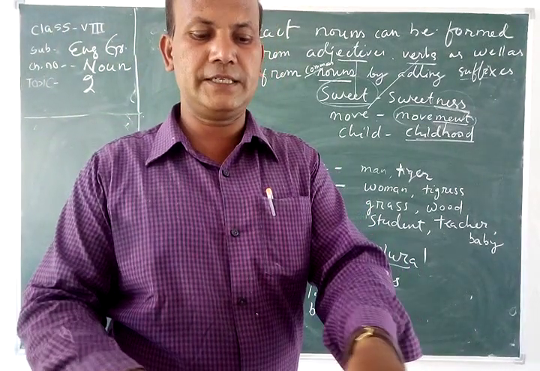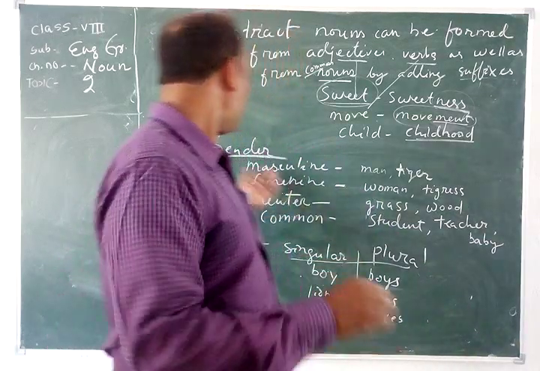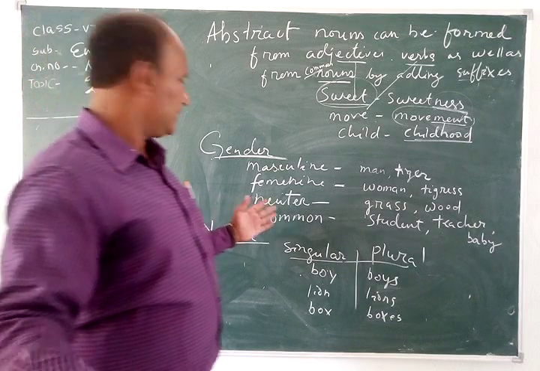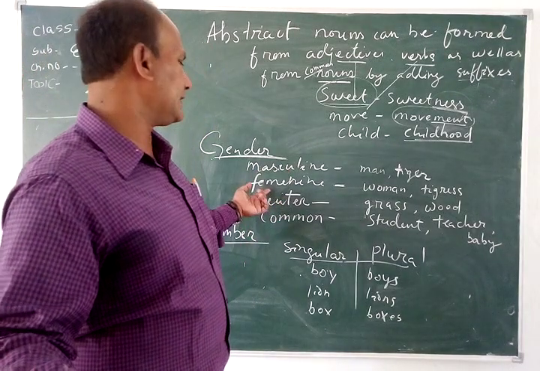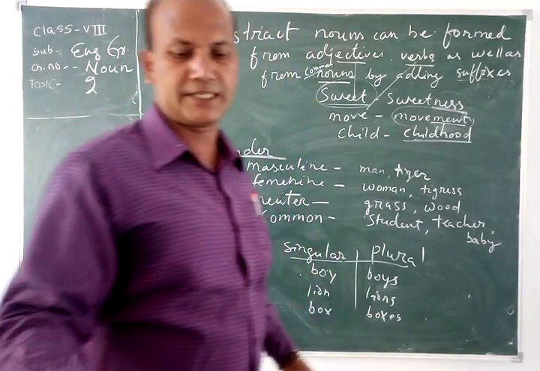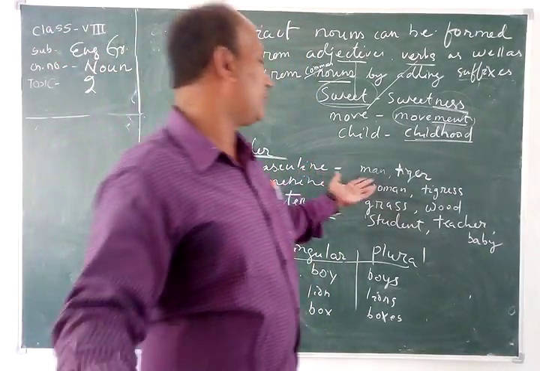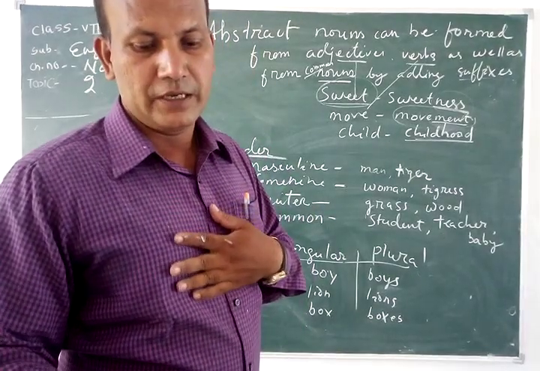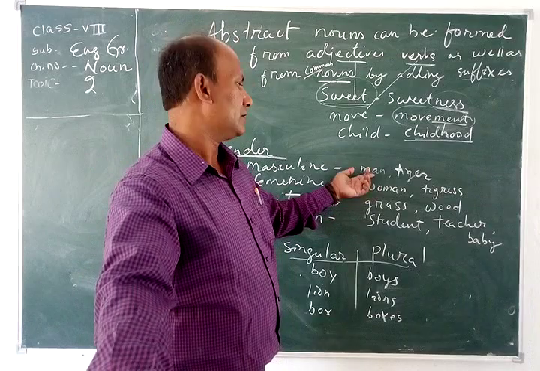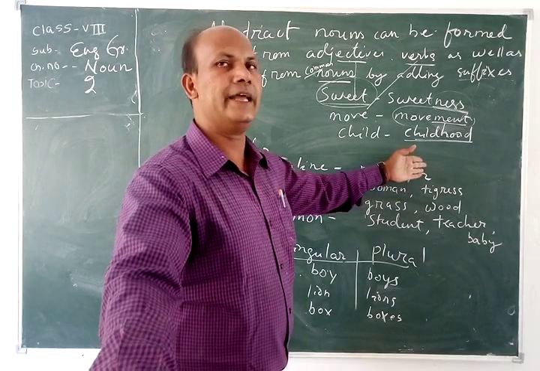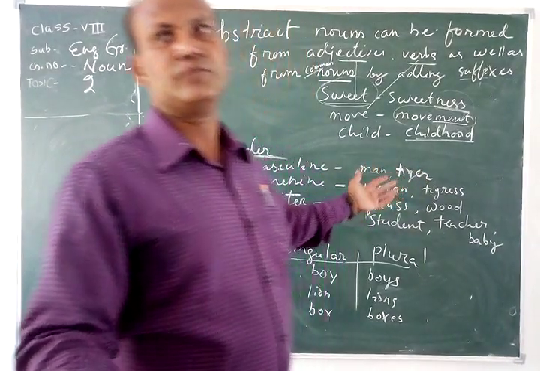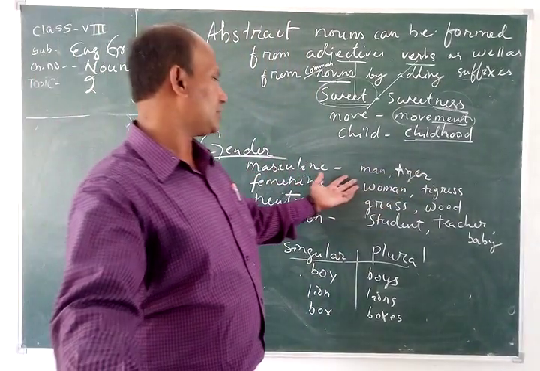Next point we shall discuss is gender. Now gender can be four types here. You can see on the blackboard. The first one is masculine, the second one is feminine, then neutral and common. Let's discuss the four types of gender. Masculine is for all male persons or animals, just like man, tiger, lion. We can bring many examples, father. These all come under masculine.